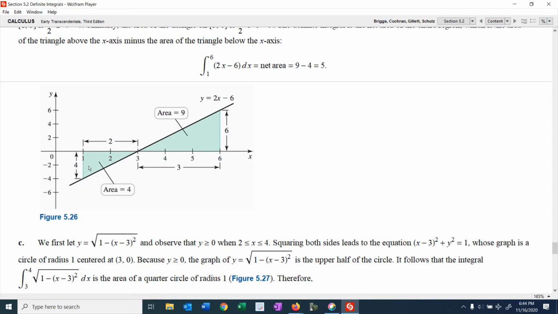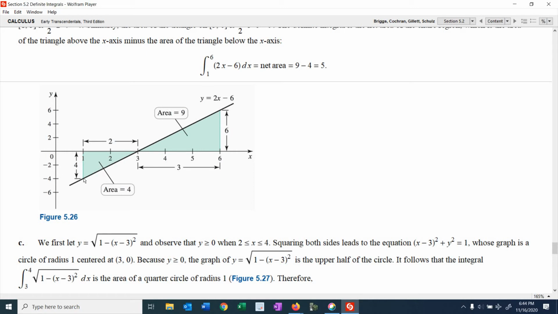Okay, so let's find the area of this triangle, remembering, though, that this is going to give us a negative contribution since the function is below the x-axis here. The base of this triangle would be 3 minus 1, which is 2. Then the height you can find by plugging 1 into the function. You get negative 4.